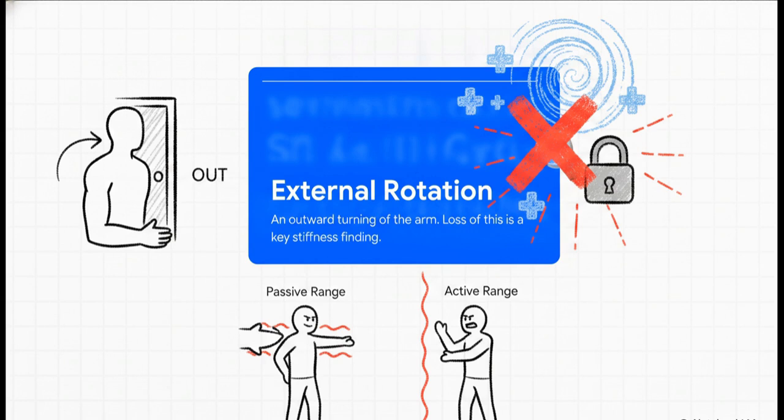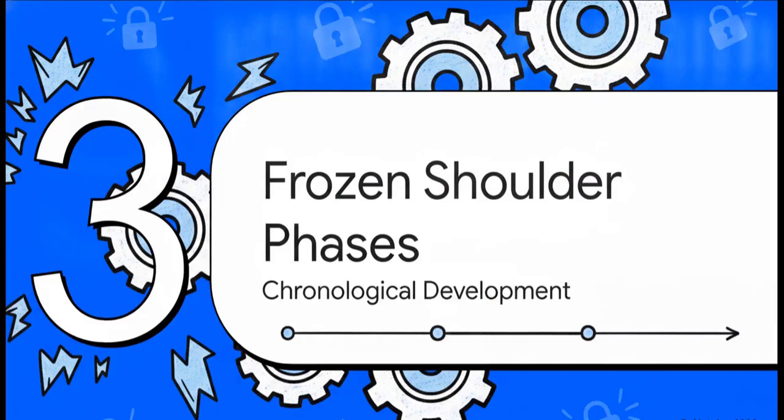A severe, debilitating loss of this exact movement is a massive red flag for a frozen shoulder. And the real clincher here, that restriction is present in both the active and passive ranges. It doesn't matter who is trying to move the arm, it is completely mechanically stuck. Section 3. Phasing the frozen shoulder.